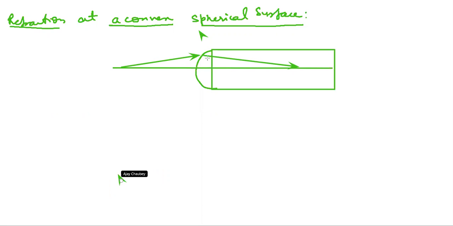Next, this point is your A. Now here is the center of curvature of this lens. Join it. This AM is perpendicular, right here M.